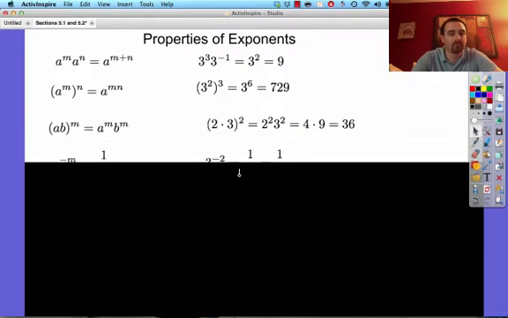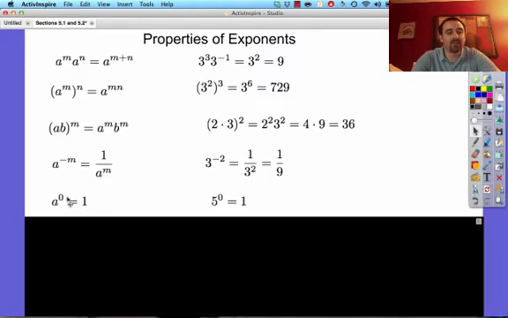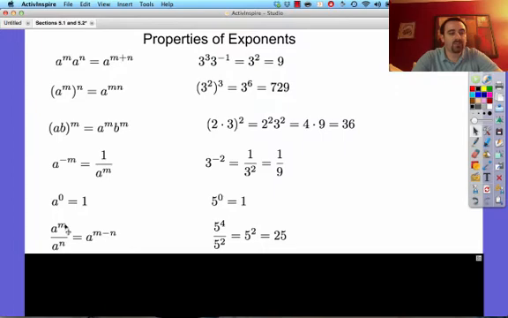We've talked about that. The next one is if I have some number to a negative power, I can rewrite that as 1 over a to that power. So 3 to the negative 2 is really the same as 1 over 3 squared, which is 1/9. Anything to the 0th power is 1. If I have something to the m power divided by that same base to the n, I can just subtract the exponents. So 5 to the 4th divided by 5 squared is 5 to the 4 minus 2, which is 5 squared, which is 25.